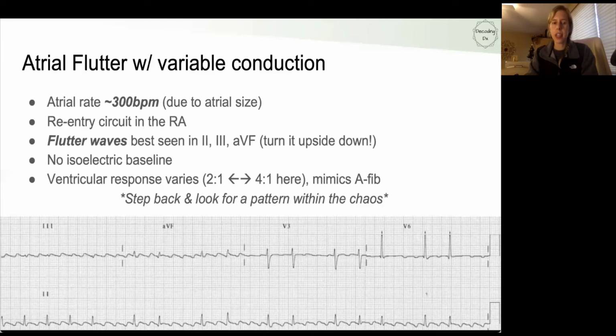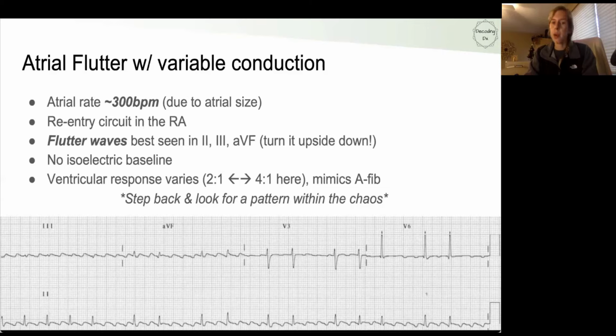So we'll see these flutter waves, which is the classic sawtooth pattern. Normally, they're best seen in leads 2, 3, and AVF because those are the closest to the right atrium. You'll also see no isoelectric baseline. And in the case of variable conduction, we'll see that the ventricular response varies, which is the QRS complexes. So there'll be some sort of a pattern here.